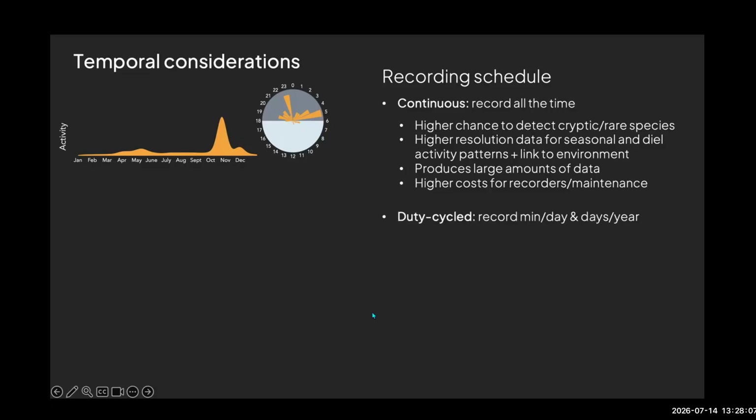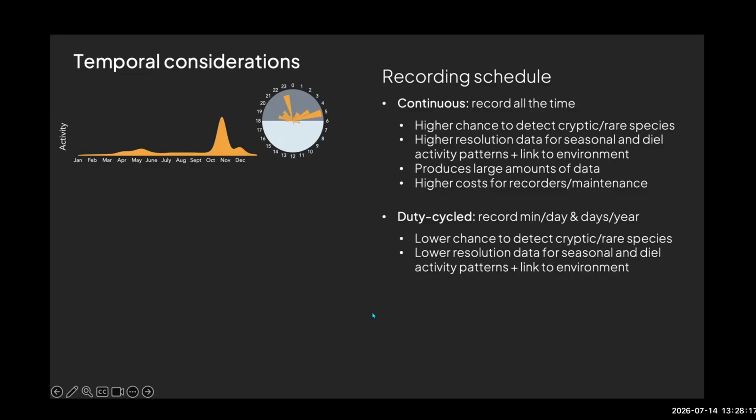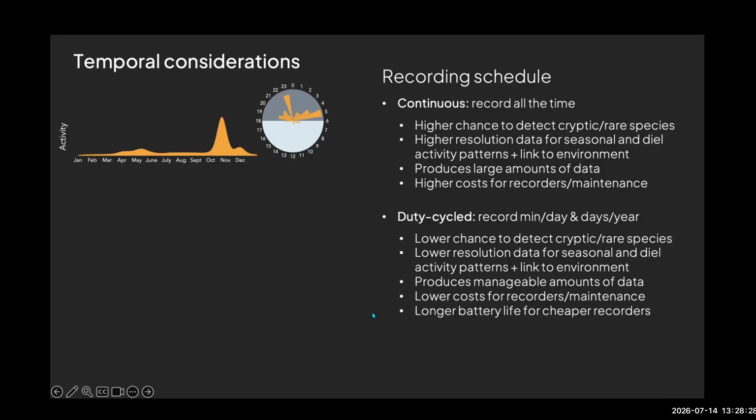Now, duty cycle is where you record a certain number of minutes per day and then a certain number of days per year. That way, you're lowering your chance of detecting cryptic or rare species, and you're potentially getting low resolution data for those environmental links, but you're producing more manageable amounts of data, and you might have a lower cost for recorders and maintenance, and also a longer battery life, which also enables cheaper recorders.